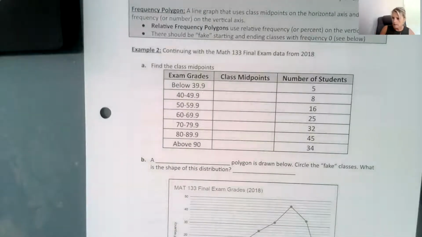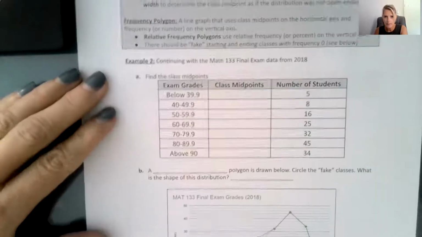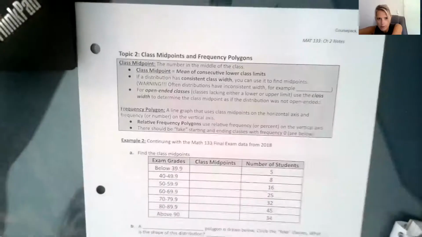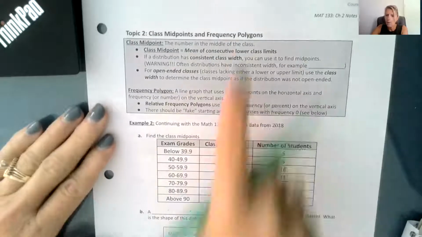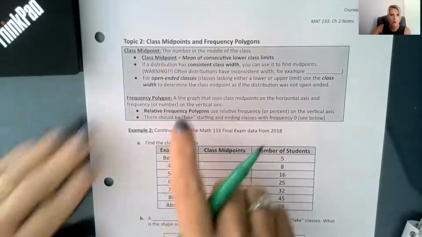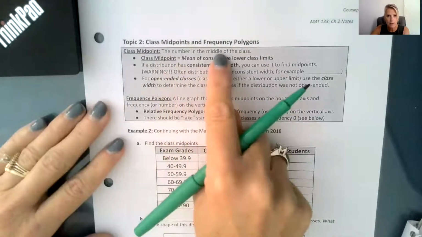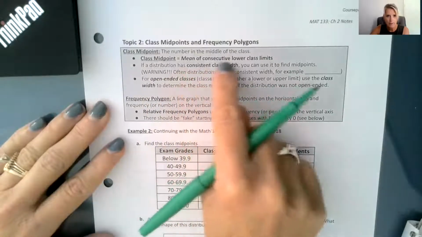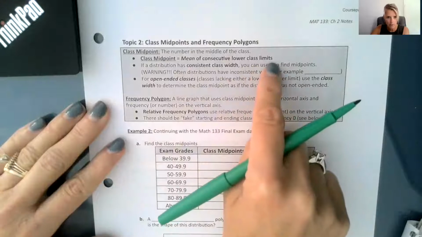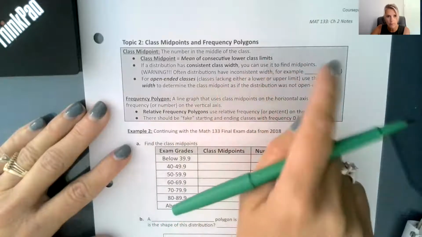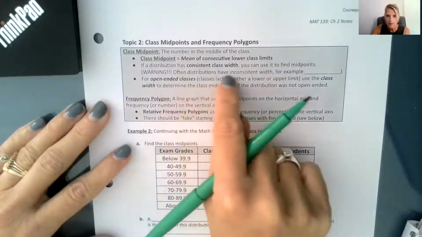Okay, stem-and-leaf plot. So back to our frequency distributions. We've done those, we've looked at these before earlier in chapter 2, but we're going to look at a polygon, class midpoints and frequency polygons. So a class midpoint is the number in the middle of the class. Class midpoint means it's the mean or the average of the consecutive lower class limits. If a distribution has consistent class width, you can use it to find the midpoints. Warning, often distributions have inconsistent width.